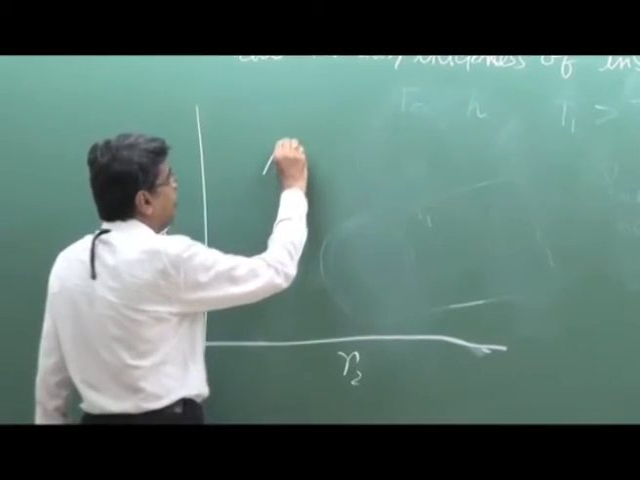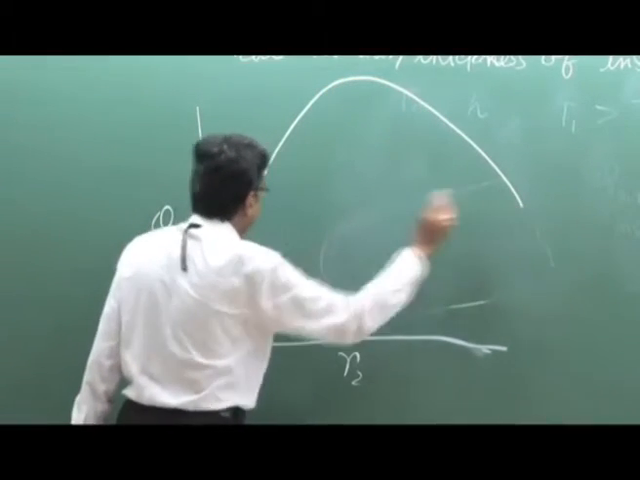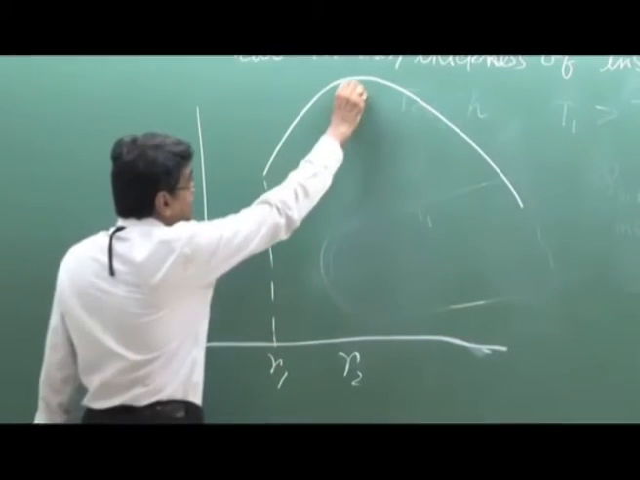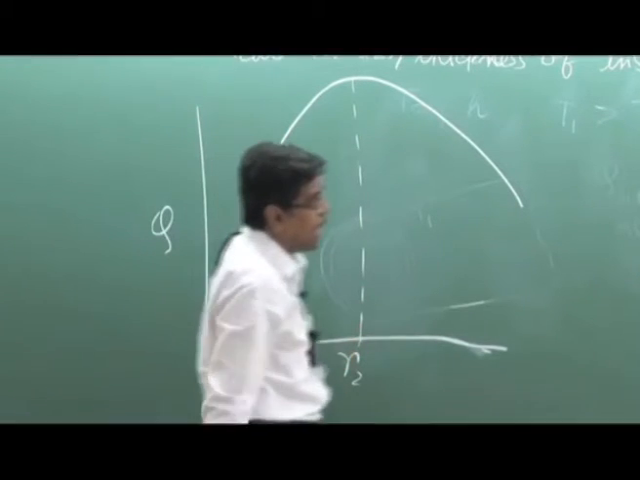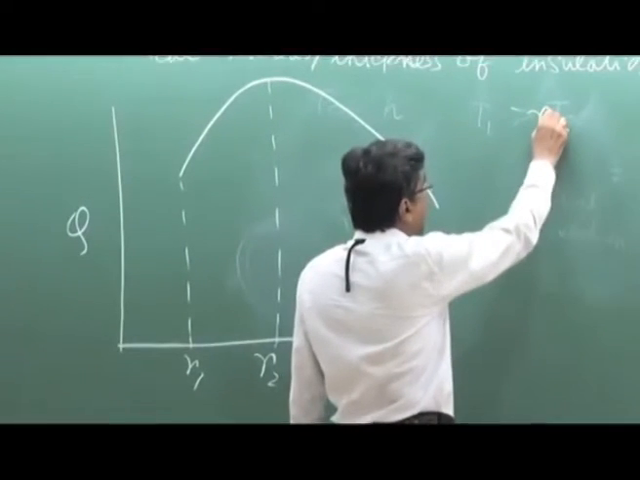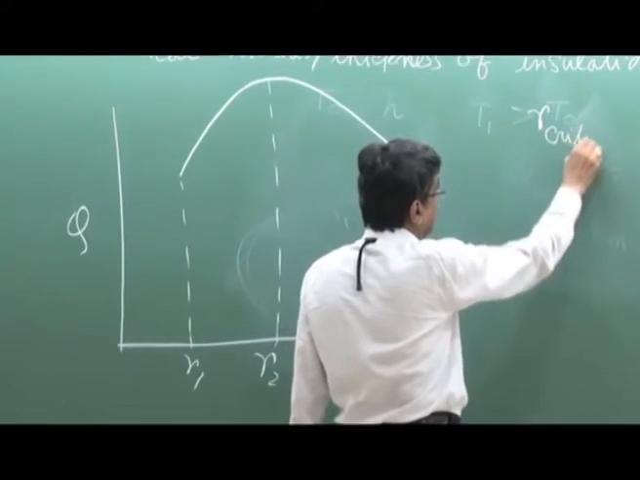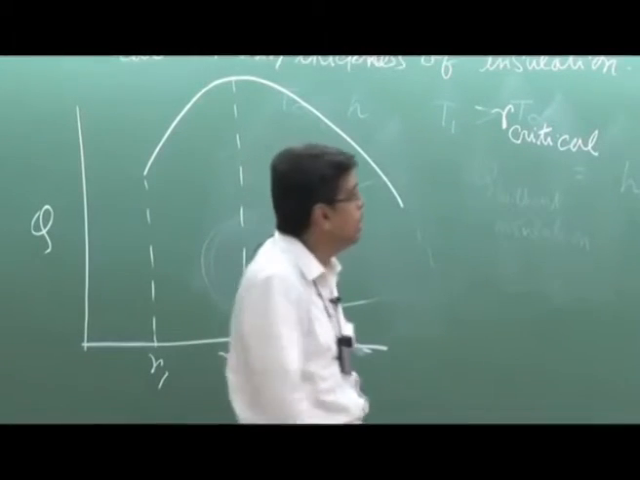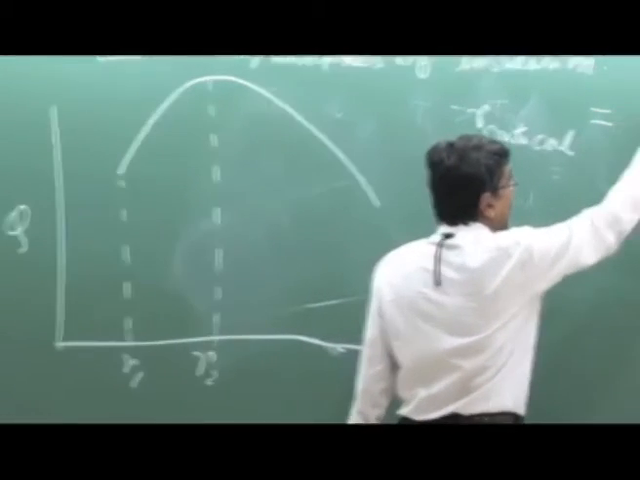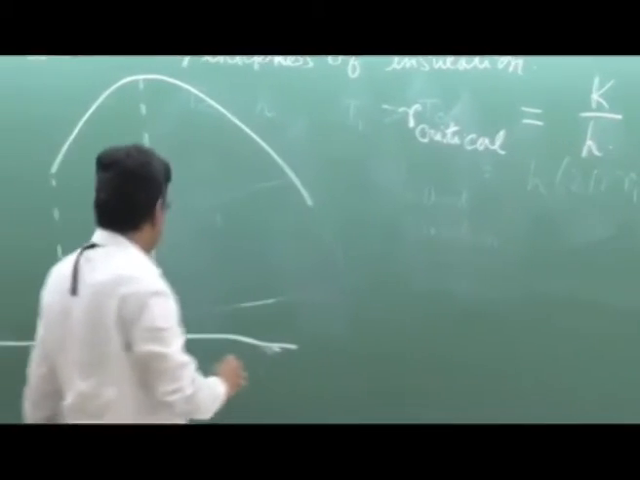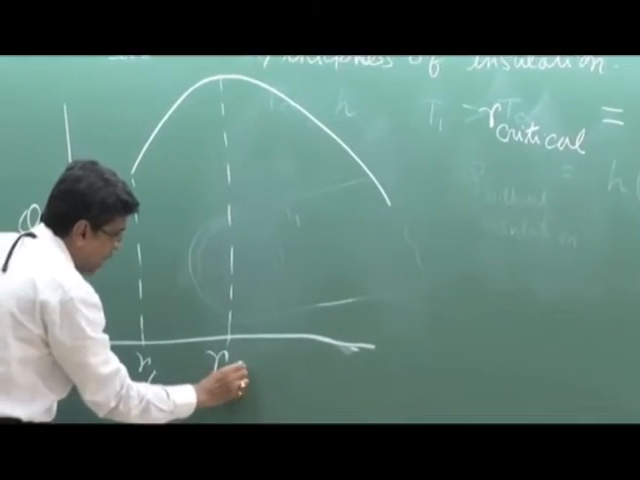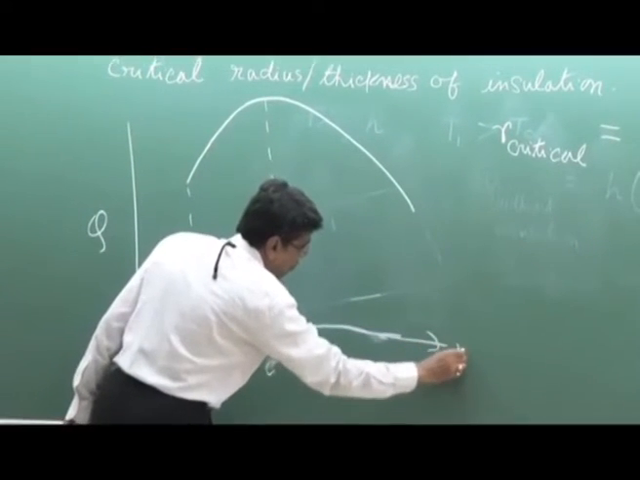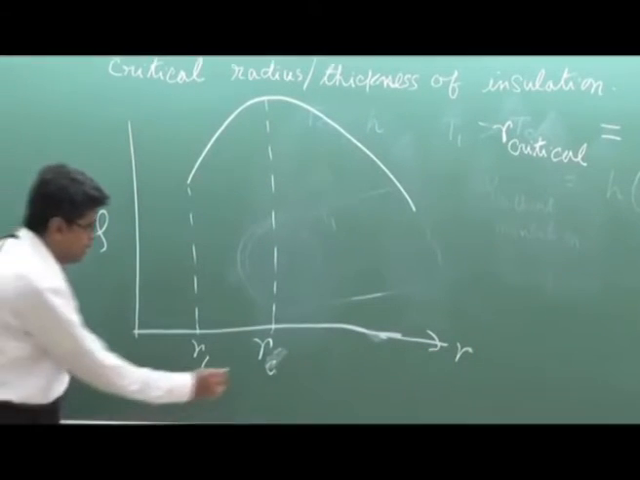it rises and then it decreases. Then this is R1, this is the value k by h, and this is known as R critical, or sometimes RC equal to k by h. So this is R critical. This axis is R2, or rather R, you can say, R critical.